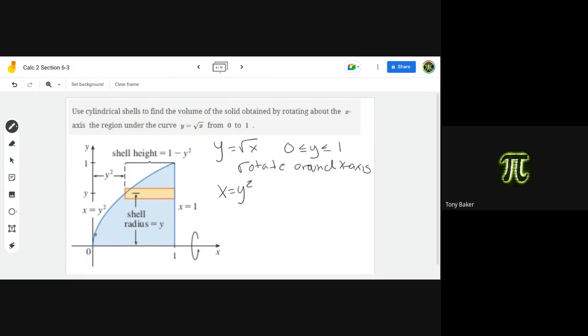And we also need to look at it in terms of the x, or actually, never mind. We have the y there for that one. So that's 0 to 1. We're good with that part.